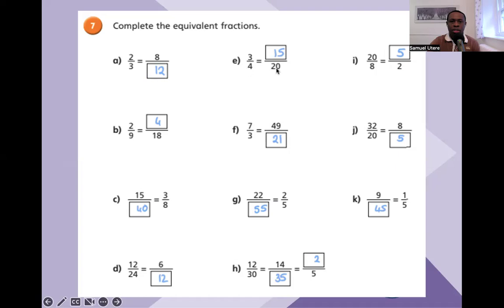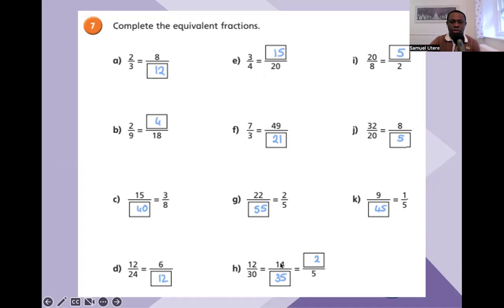Here, you can see the relationship here is to divide by 5 or to multiply by 5 going that way. So you multiply that by 5, that gives you 15. Here, the multiplying factor is 7. So you multiply that by 7. Here, the multiplying factor is 11. So you multiply 5 by 11.